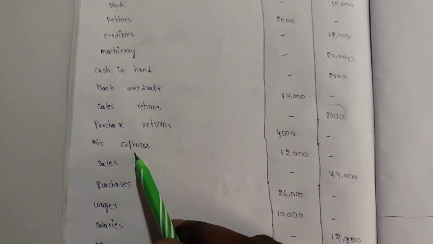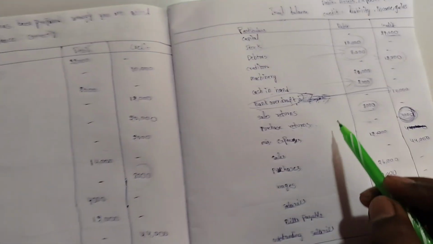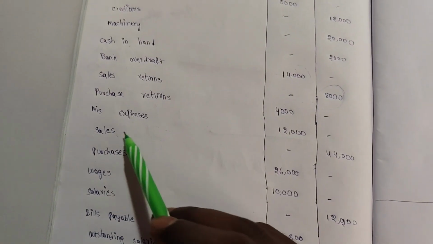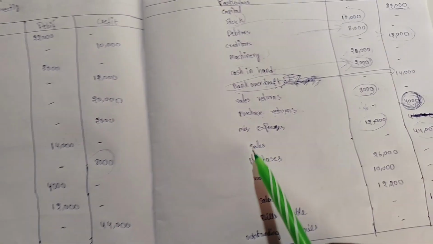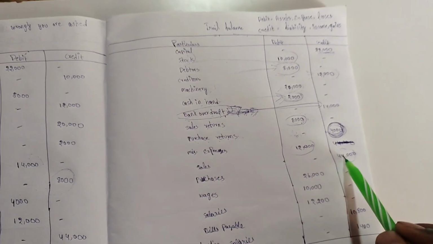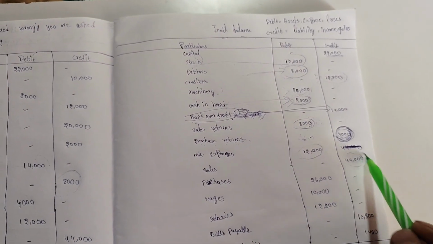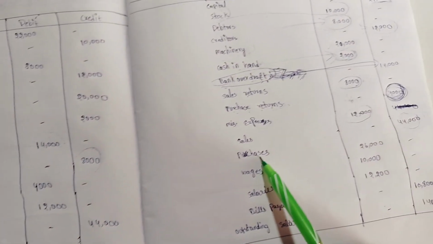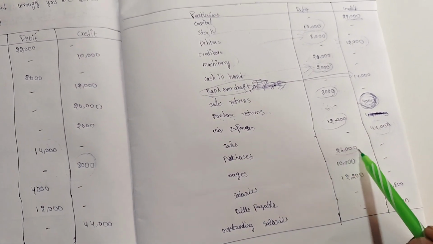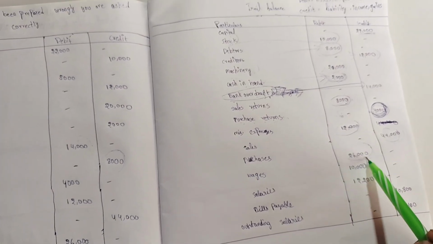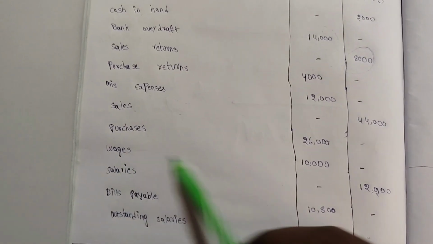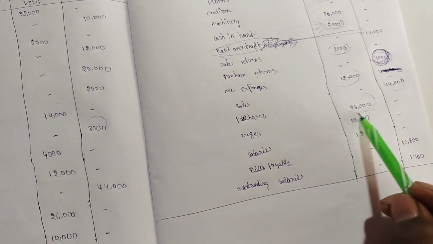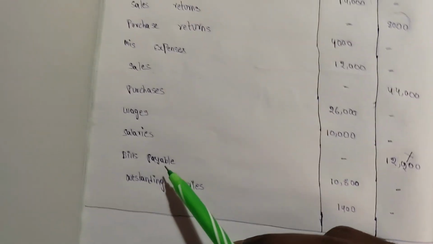Let's see the next one. Miscellaneous expenses 12,000 debited. Yes, 12,000 debited because it is an expenditure. Next, sales 44,000. Sales is 44,000 credited because we have to credit all the incomes in the trial balance. Next, purchases 26,000. It is also correct. Purchases is an expenditure, so we have to debit it on the trial balance. Next, wages 10,000. Wages 10,000 debited because it is an expenditure for the business. We are giving the wages to the laborers.